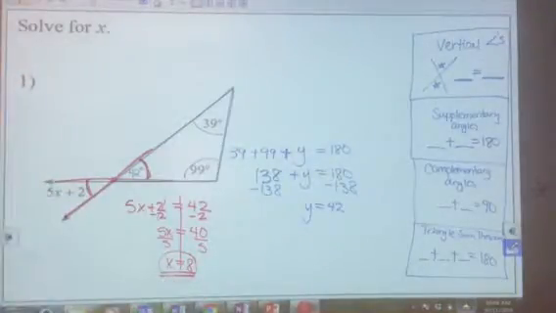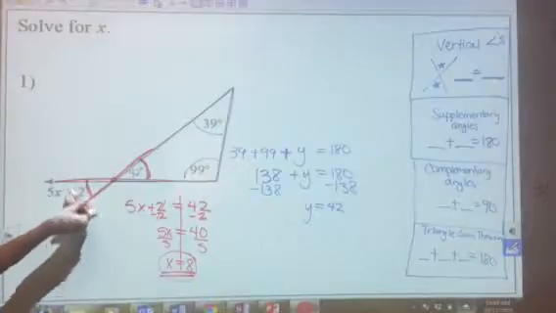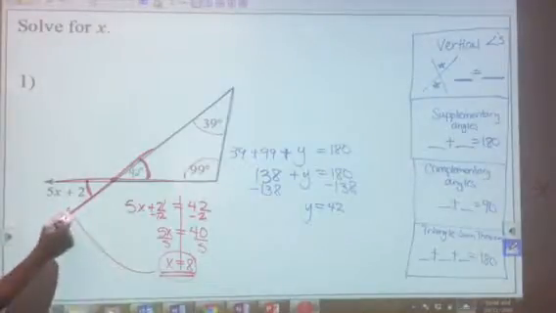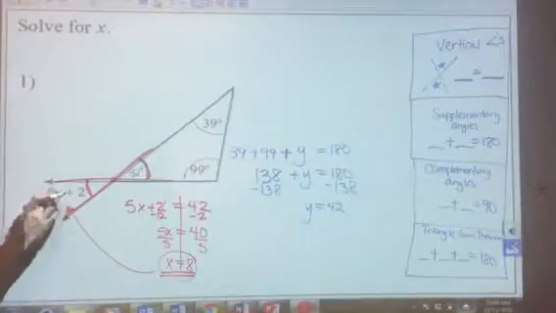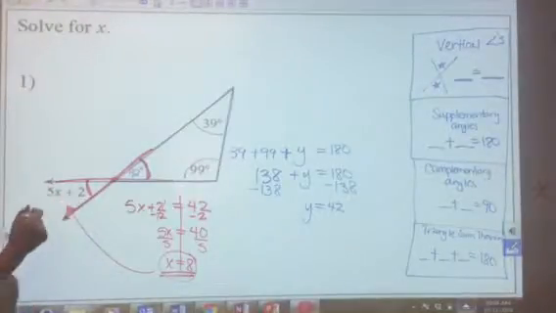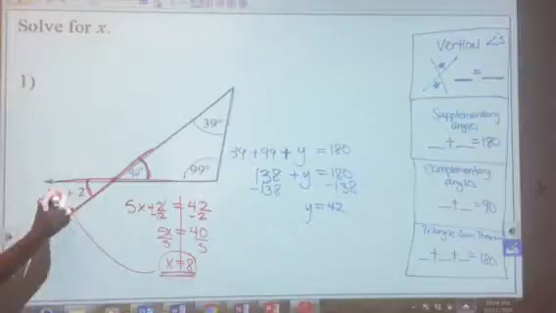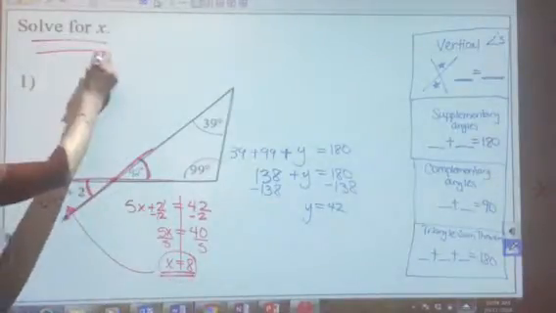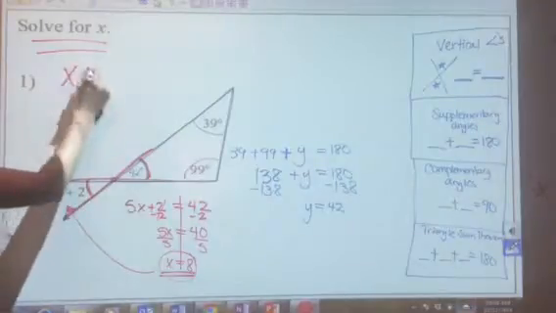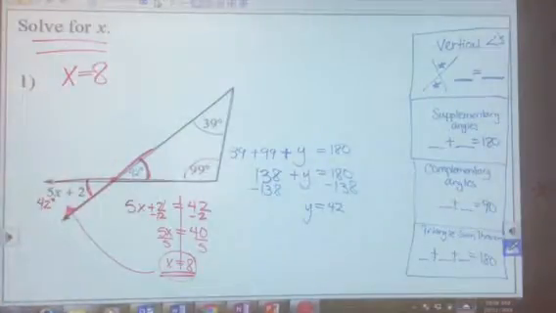This is just what x equals. This is not the measurement of the angle. Again, if we go back and plug it in, if we substitute 8 for x, 5 times 8 is 40, and 40 plus 2 is 42. So the measure of the angle is 42 degrees, but if it says solve for x, then the answer to this question is x equals 8.